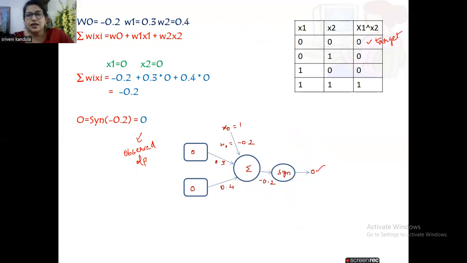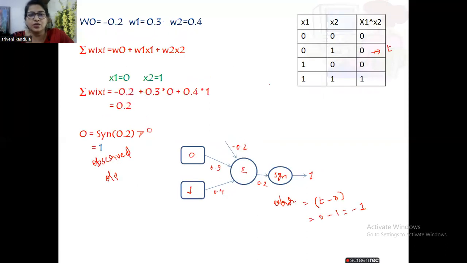This is our observed output, or the calculated output. What is the target output? It is 0. So our network is able to compute what we are expecting. These weights are successfully working with the given set of inputs, so I need not train my perceptron in this particular scenario. Next, let us take the next set of inputs. The weights are the same, and now the inputs are 0 and 1.